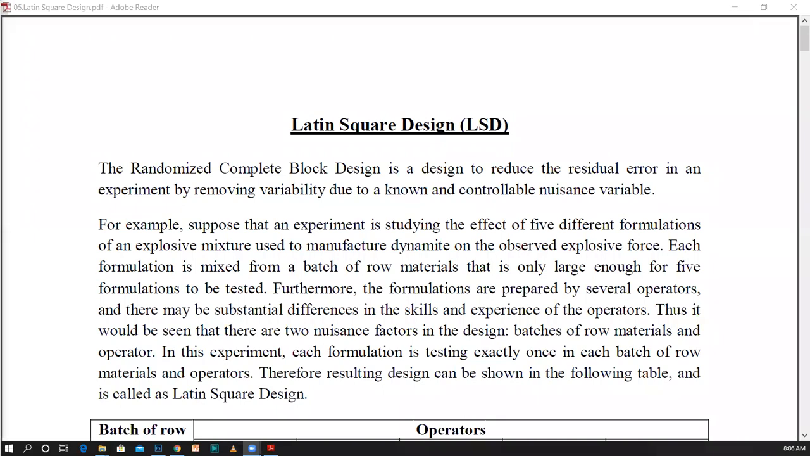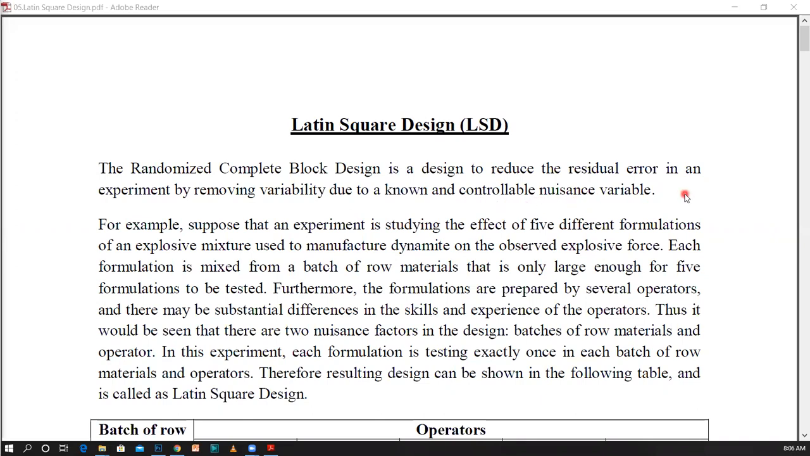In this session, we will discuss the Latin square design, which is abbreviated as LSD. When we discuss the randomized complete block design, it is actually designed to reduce the residual error in an experiment by removing the variability due to a non-controllable nuisance variable.